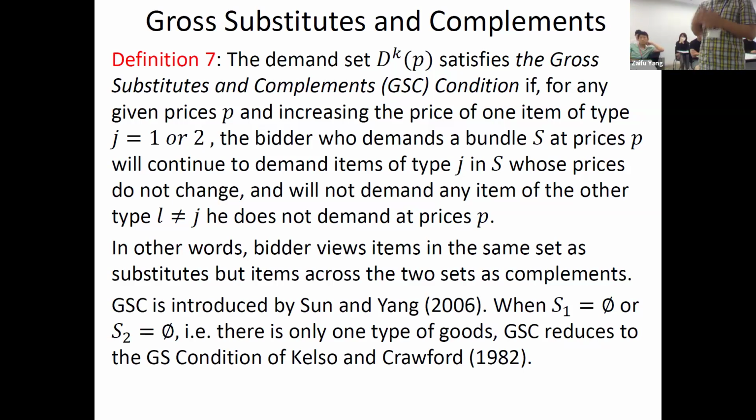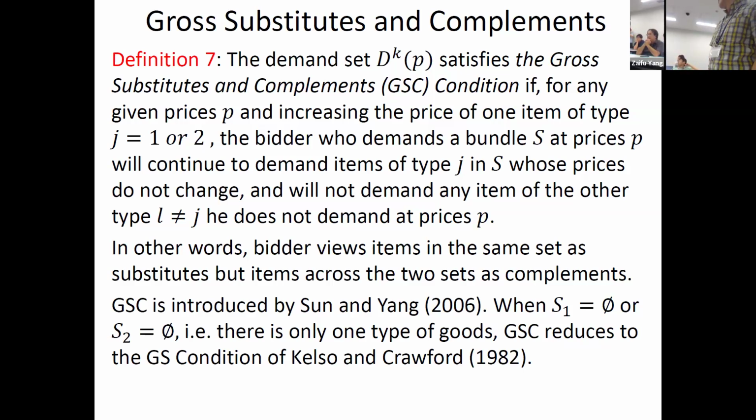A clarification question: in Gul and Stacchetti's definition, the GS definition, you allow for any type of change from P to Q, where Q is weakly larger, while here you are talking about a single item. Does it matter at all? No, it doesn't matter. I see, thank you.